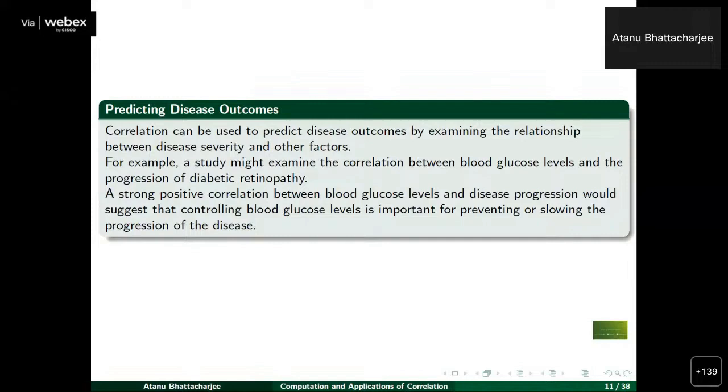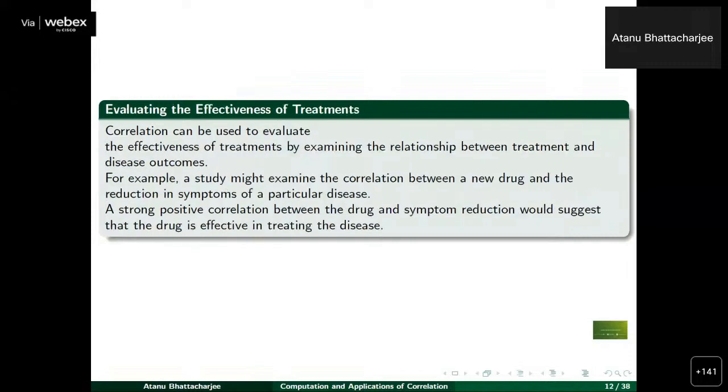Blood glucose level is typically a continuous variable, and the progression of diabetes is also typically a continuous variable. So that could be paired very nicely, and thereafter we can say that this is a predictor of the disease outcome. A strong positive correlation between blood glucose level and disease progression would suggest that controlling blood glucose is important for preventing or slowing the progression of the disease.